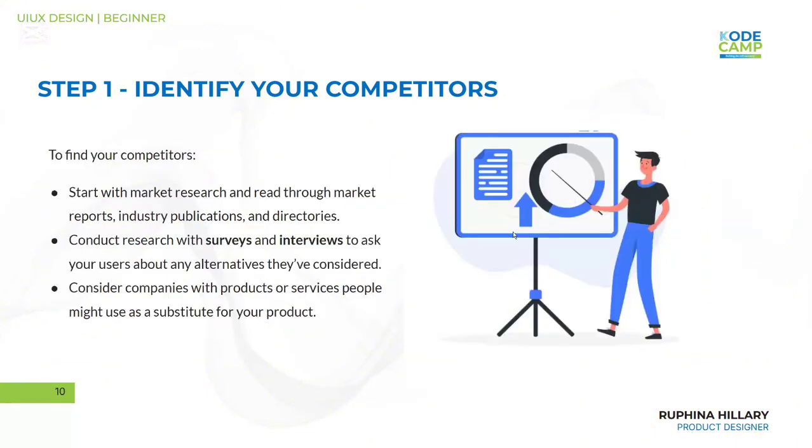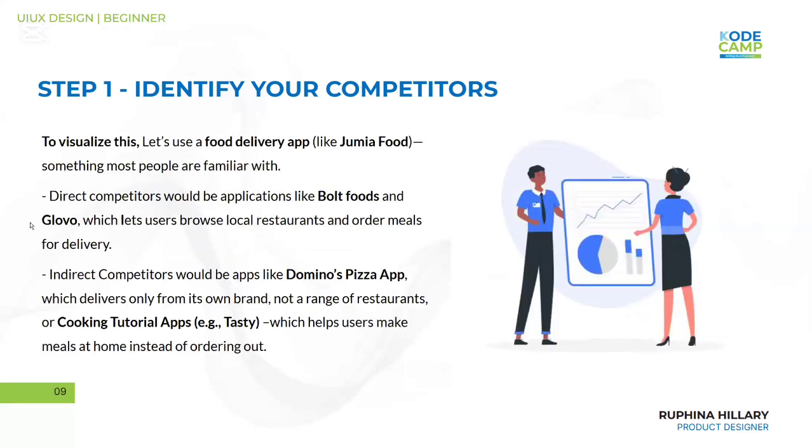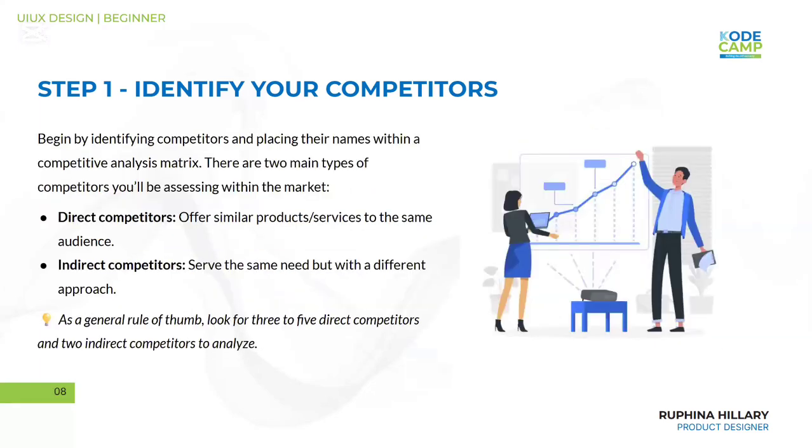Now, to find your competitors, we have talked about direct and indirect competitors. As a general rule when you're conducting competitive analysis, it's best to look for about 3 to 5 direct competitors and two indirect competitors. The main place you're looking is at direct competitors, but you can always learn something from indirect competitors, maybe the way they work or the way they conduct their services. So just as a general rule of thumb, find about 3 to 5 direct competitors and two indirect competitors and analyze them.